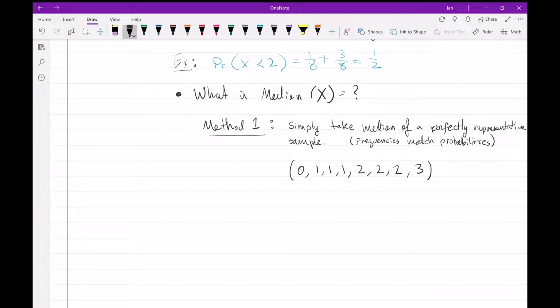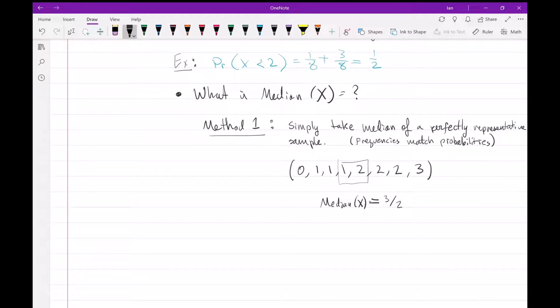Right? The probability of getting a 1 is 3 out of 8, and the ratio of the number of 1s to the number of data points here is exactly 3 out of 8. It's exactly the probability. And so then we can take the median of this data that matches the probability. In this case, there's an even number, so we have 2 middle values, so the median equals the average of 1 and 2, which is 3 over 2. So this is the median of x, sorry.